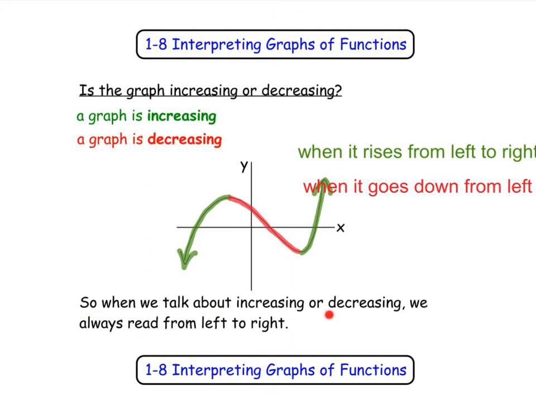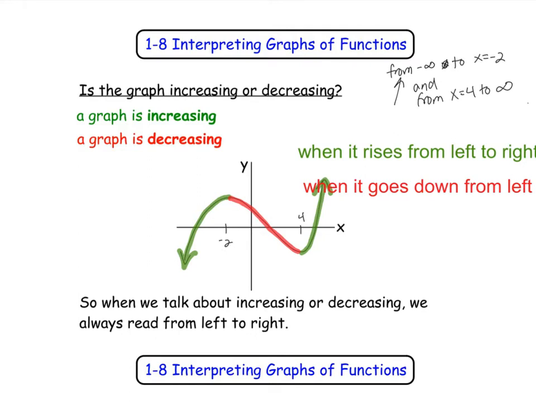And that's this note I have down here. We always read from left to right when we're talking about increasing or decreasing. And again, we're going to talk about what x values this happens between. So for this part of the graph, we're coming from negative infinity. So we say this is for the increasing part: from negative infinity to x equals -2, and from x equals 4 to infinity. So those are the two intervals where it's increasing.